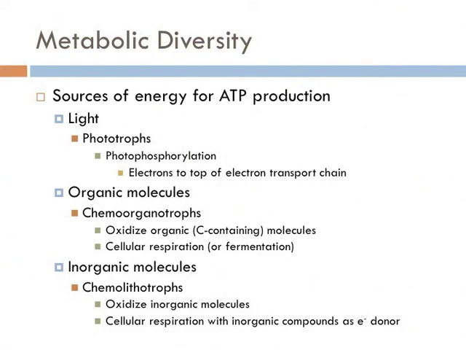The important differentiation among this group is that chemoorganotrophs oxidize only organic compounds, while chemolithotrophs instead use inorganic compounds as a source of energy. A chemolithotroph is an organism that uses an inorganic substrate, usually of mineral origin, to obtain reducing equivalents for use in biosynthesis, for example, carbon dioxide fixation, or energy conservation via aerobic or anaerobic respiration.